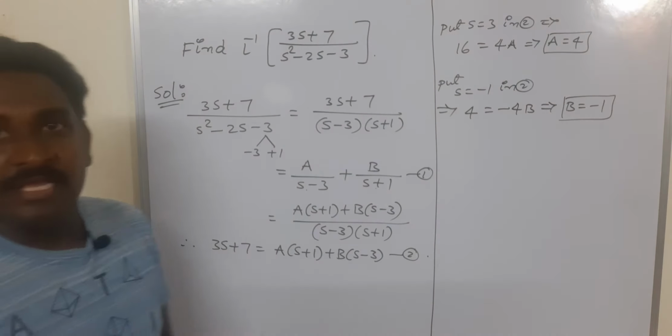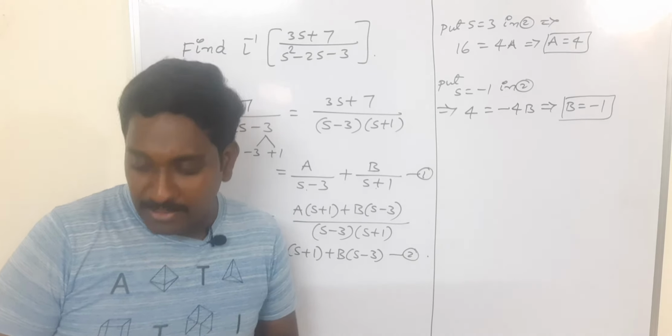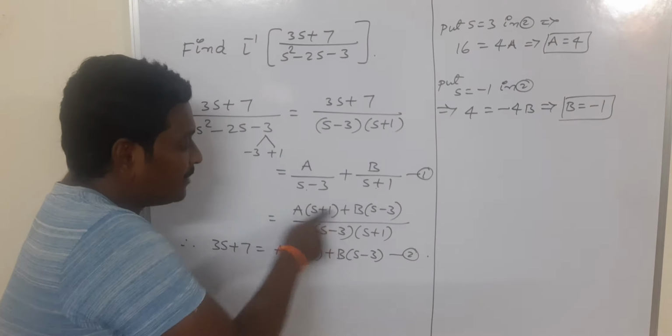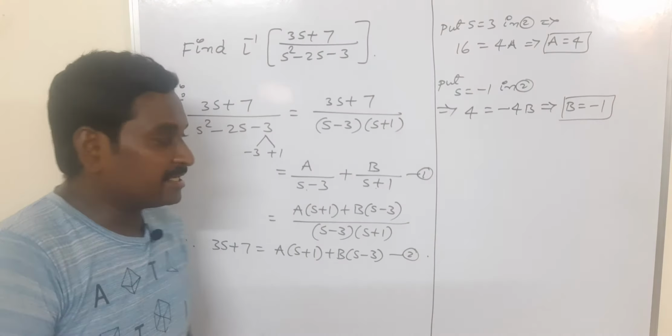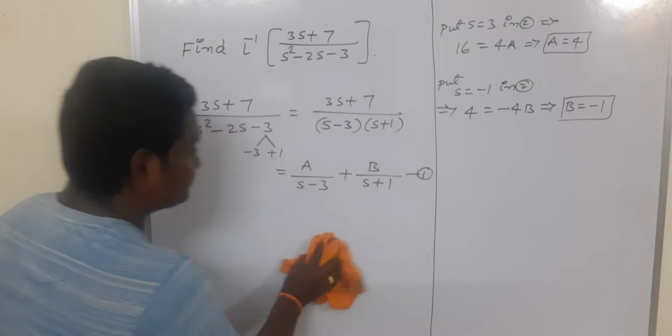Okay. So here I will give you another technique to find out the a value and b value. It is not necessary to write the LCM and equate the numerators. Directly we will find out the a value and b value. See here.